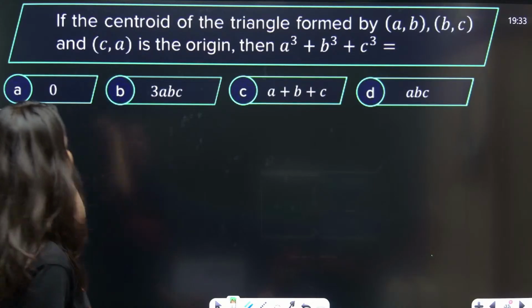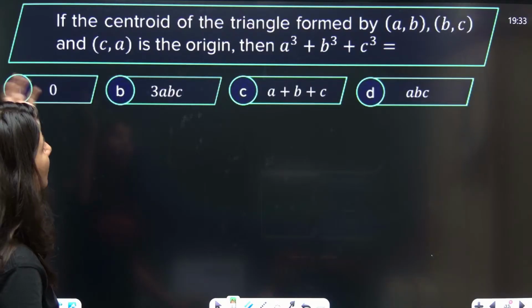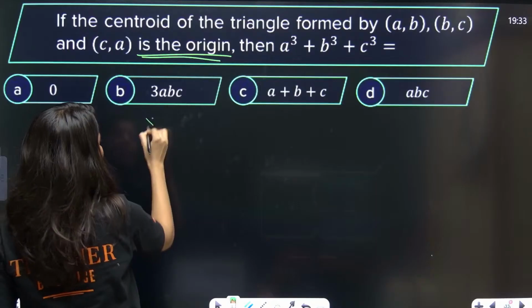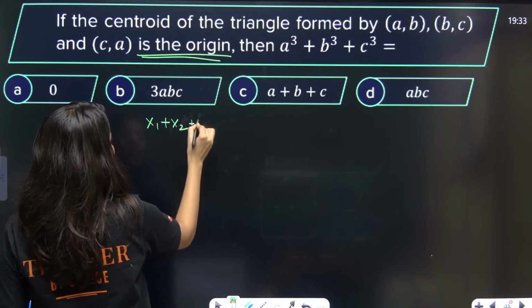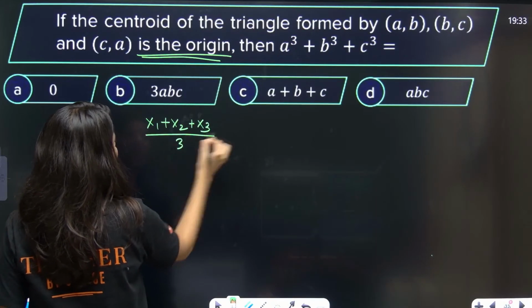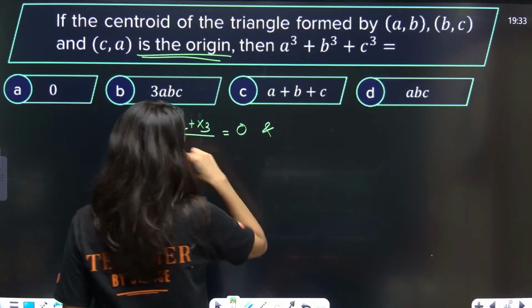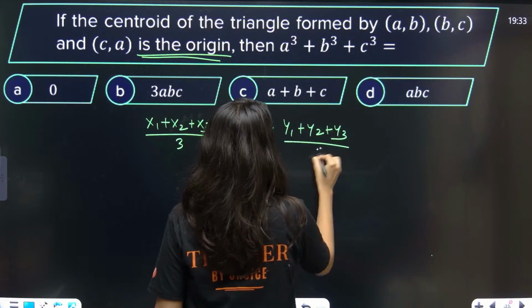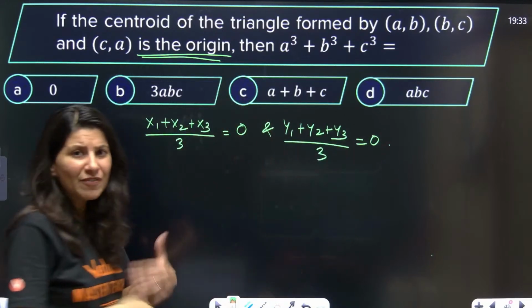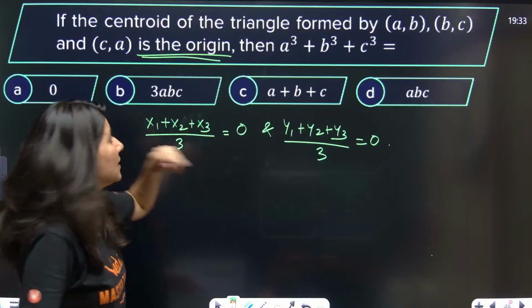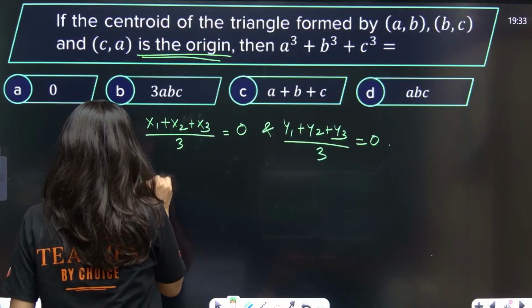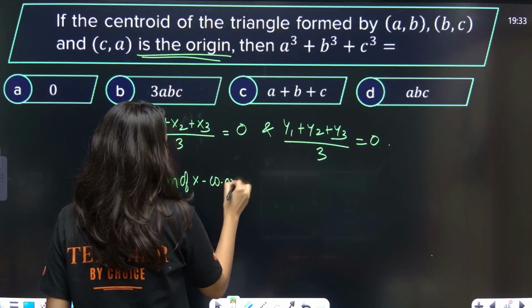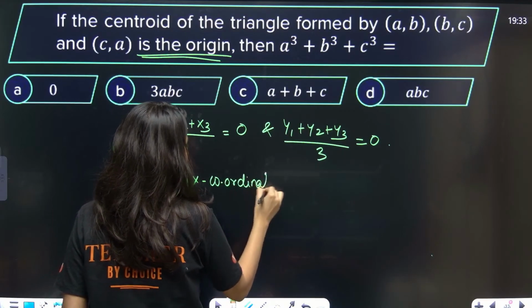Let's do this. If the centroid of the triangle formed by, this is the origin. The centroid is (x1 plus x2 plus x3) by 3, which is also 0. As per the question, (y1 plus y2 plus y3) by 3 is also 0. That means the sum of x coordinates, the 3 will go here. Sum of x coordinate. By the way, the x coordinate is also known as abscissa.